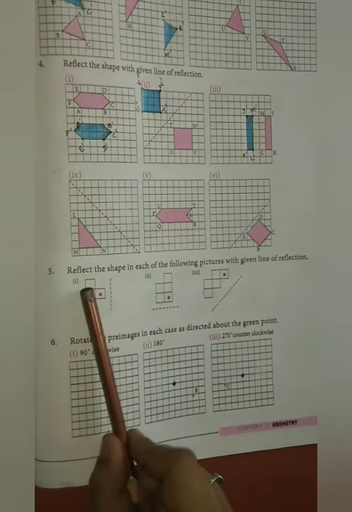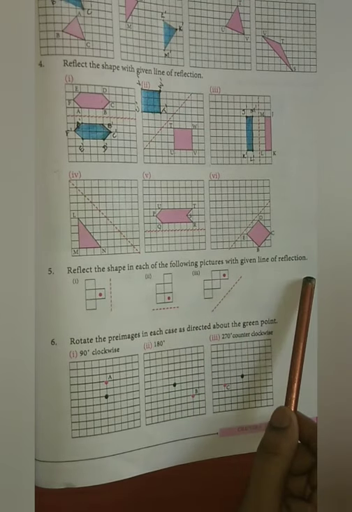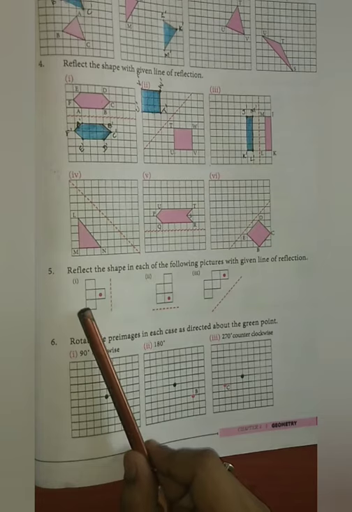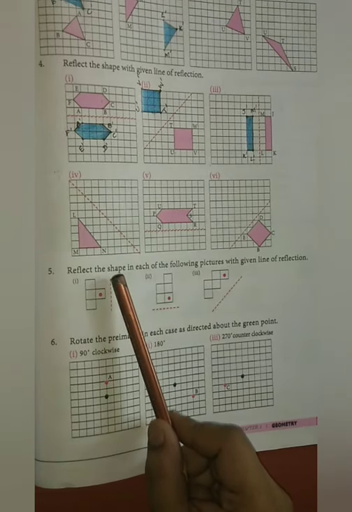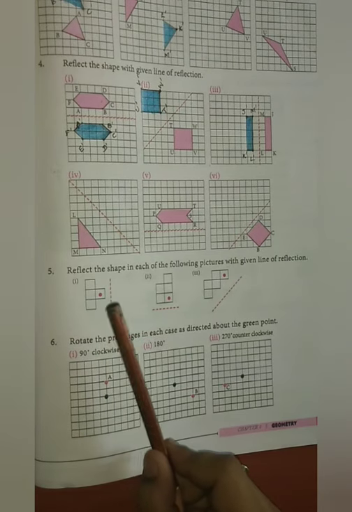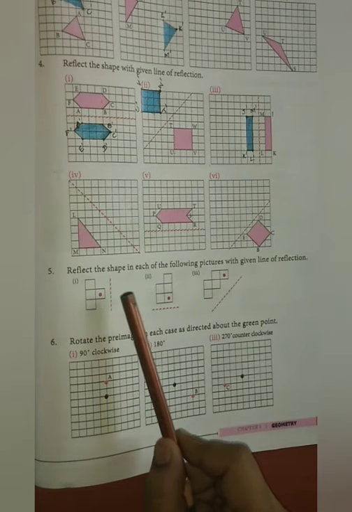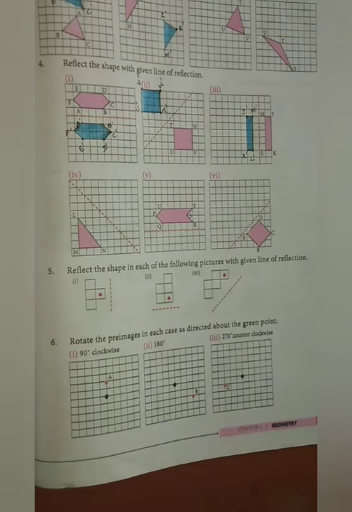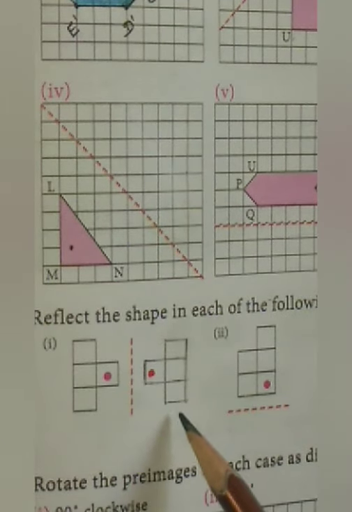Fifth question. Reflect the shape in each of the following pictures with the given line of reflection. So, first figure, just imagine if you keep a mirror on the red line, how this shape will be seen on the mirror. The mirror image you draw here. The shape looks like this.